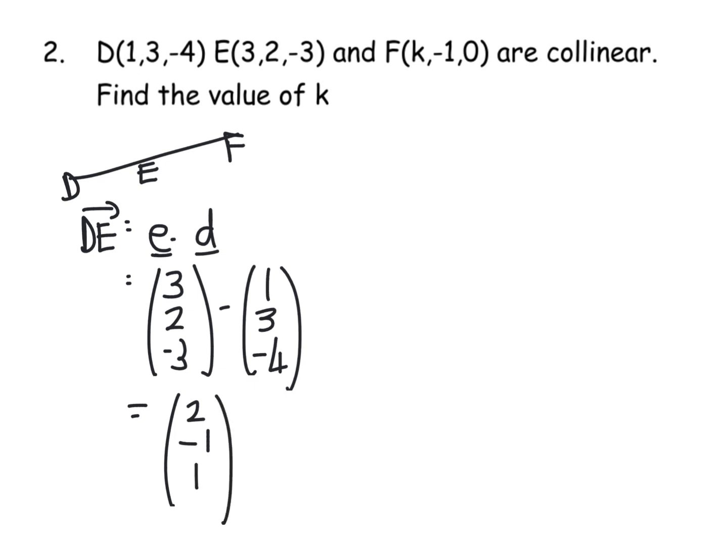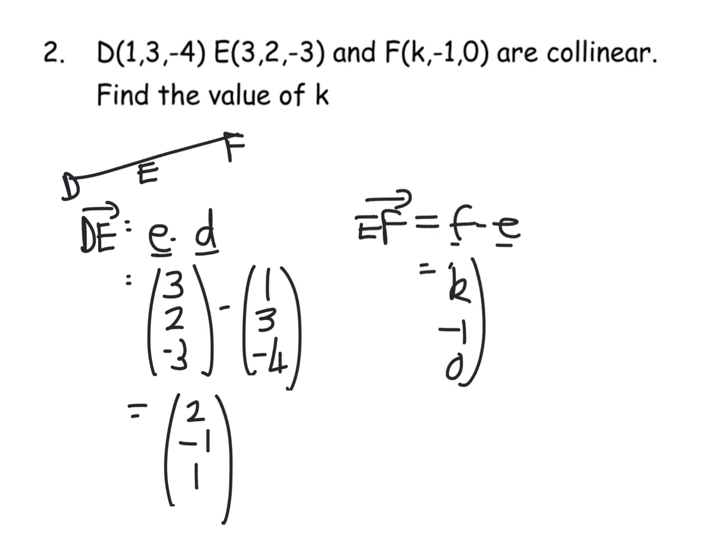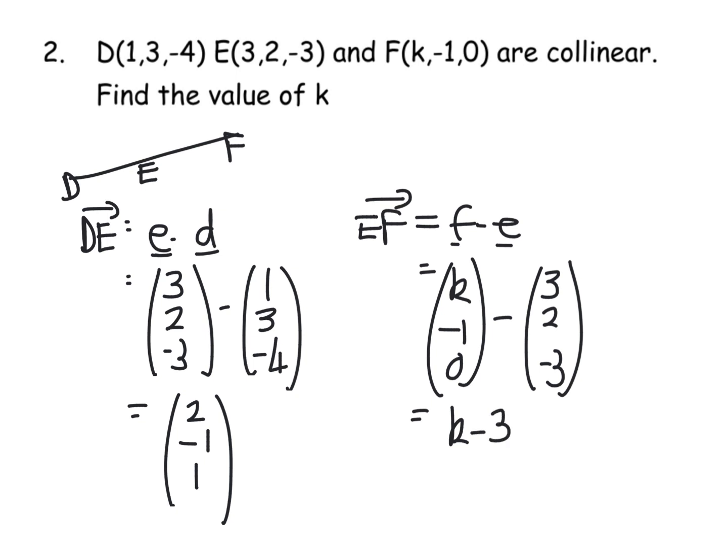Then I'm going to find an expression for E to F, because obviously there's going to be a letter in part of this. So E to F will be F minus E. So that will be (k, -1, 0) take away E, which is (3, -3). So this will give me k minus 3, minus 1 minus 2 will be negative 3, and 0 minus minus 3 will be positive 3.